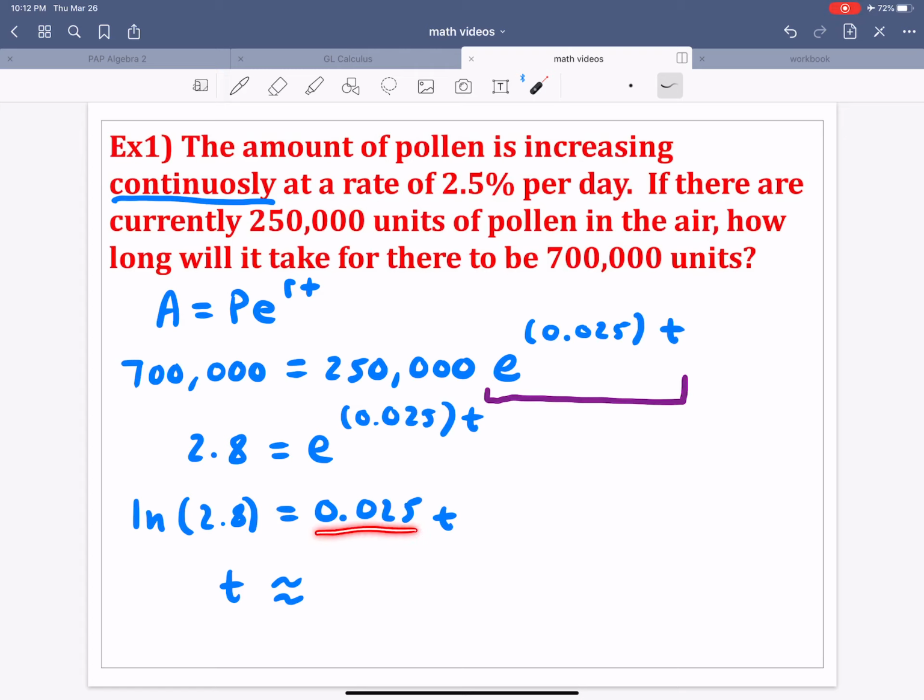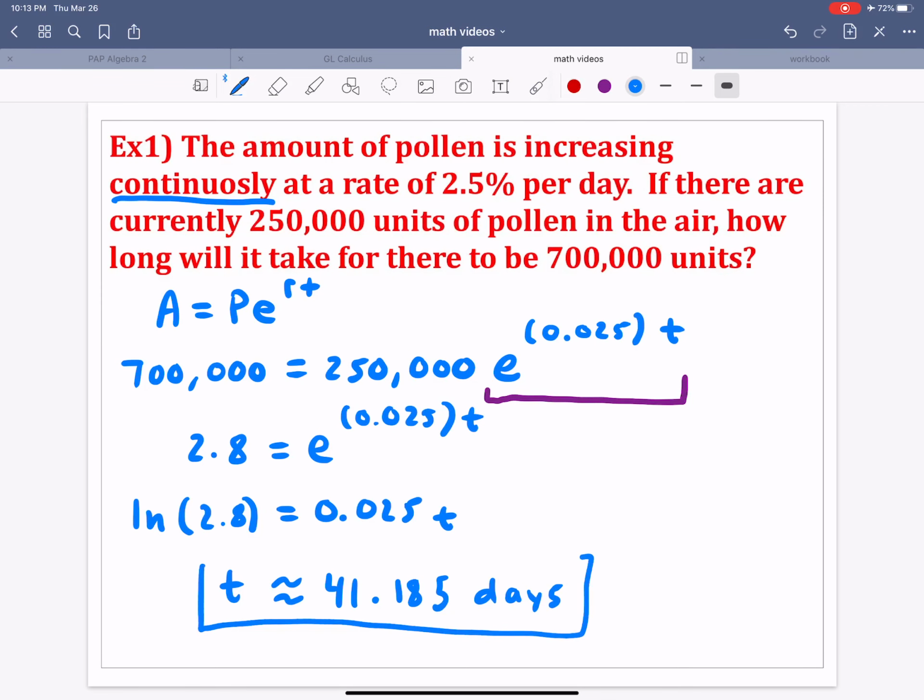And then we're going to divide both sides by 0.025. So it'll be ln 2.8 divided by 0.025. And in my class, we like to round to 3 decimal places. So when we do that, we get 41.185 days. It's always important in word problems to have a unit attached to your answer. So it's going to take about 41.185 days for this event to occur. Okay, so that one's pretty easy.